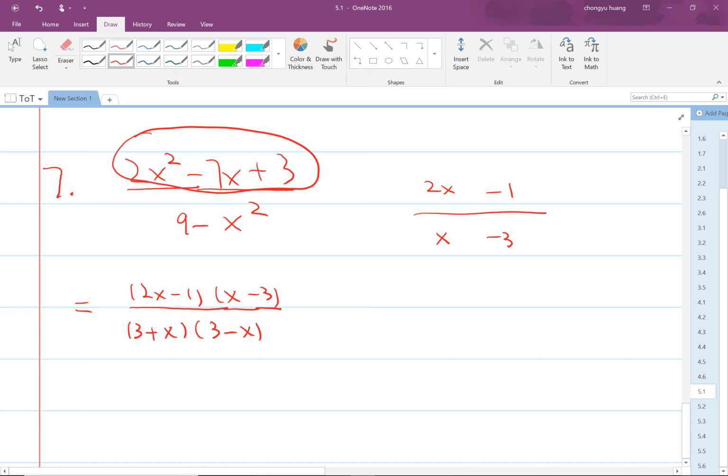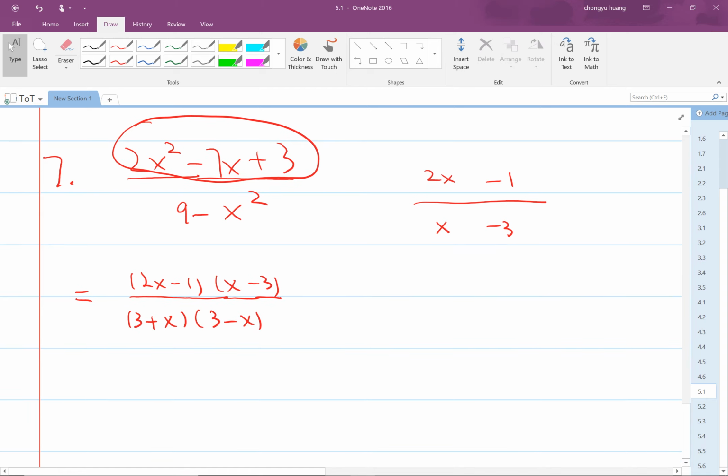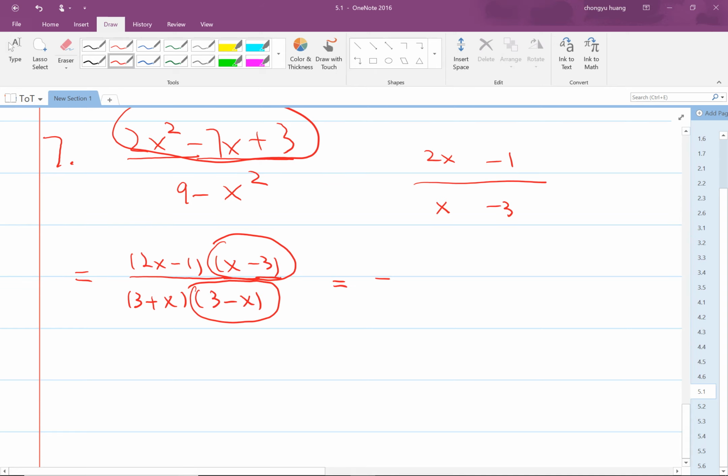So now you can see on the numerator we have x minus 3, and on the denominator we have 3 minus x. So that means we have to switch the sides. As I told you before, to switch the sides you just put in a negative, and it's still going to be equivalent. So we put a negative before it, and it is still equivalent.